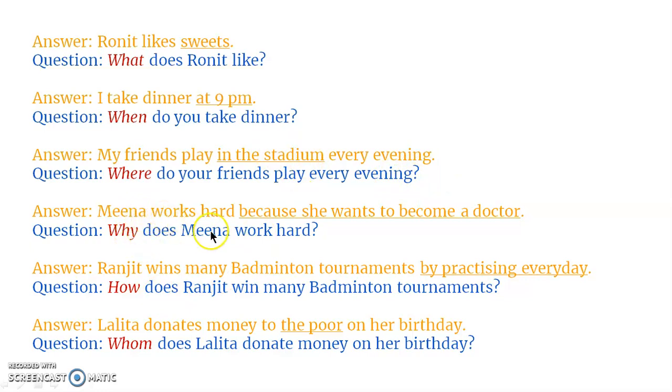Next, Meena works hard because she wants to become a doctor. Okay, so because she wants to become a doctor, this is the reason for this action. Okay, Meena works hard. Why? Because she wants to become a doctor. So here you have to frame the question with the help of why, because you need the reason for this action. Okay, why does Meena work hard? You need the reason. Okay, so you have to take help of why, then you will get this answer. Meena works hard. Why? Because she wants to become a doctor.